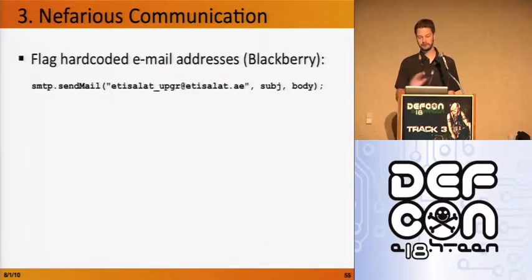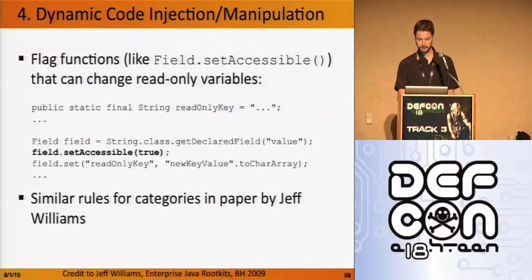Hard-coded email addresses. Every hard-coded email address is flagged in your application. There are, again, legitimate usages, when you want to contact the administrator or whatever. That's a legit usage, but in normal cases, it's illegitimate. We can also flag mailing APIs, for instance. We flag functions that change the read-only flag. For instance, setAccessible on a Field class, we're going to flag that because you shouldn't use that in your application. We have similar rules for all the categories that are described in Jeff Williams' paper, but we broadened our view and thought about more examples and how people do stuff. So we have rules for all these things.